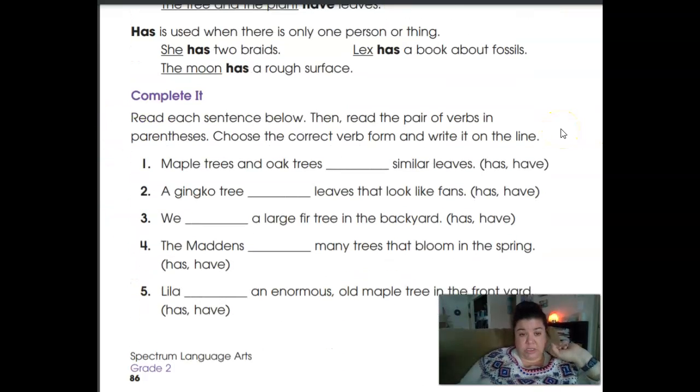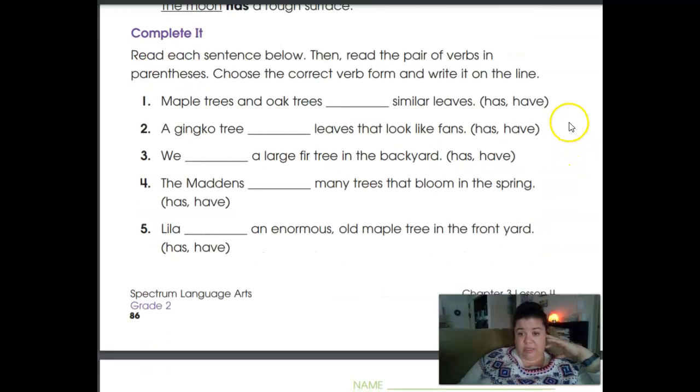Okay, so let's look at this. Read each sentence below, then read the pair of verbs in the parentheses. Remember, these are parentheses. Choose the correct verb form and write it on the line. Maple trees and oak trees blank similar leaves. So maple trees and oak trees, let's look at that. So maple trees and oak trees, this "and" says they're plural, so it's more than one.